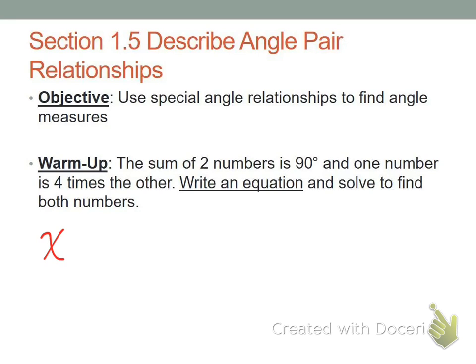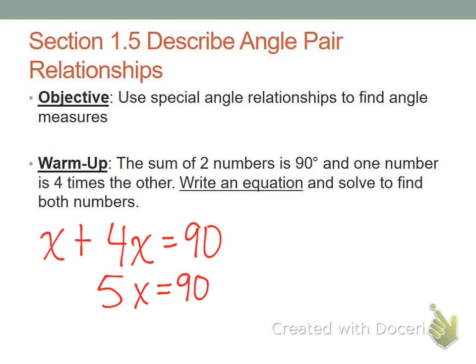One number is 4 times the other, so my other number is represented by 4x. We are taking their sum, which means we should add, and set it equal to 90. Beautiful. There's our equation. Now we have to solve it. What do we need to do? Combine like terms. And then divide. What do we get for x?